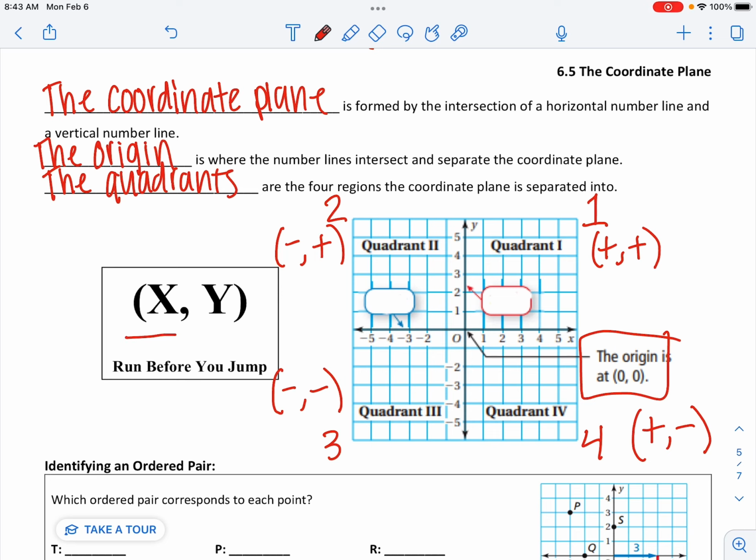Now over here on the left, I want you to remember x. So instead of just going right now, we're either going to the right or the left. So you always do the x-axis first. You go right or left first. And then with the y-axis, you either go up or down. I left this here, run before you jump, so that you can remember. You go to the right or the left first, and then you go up or down.